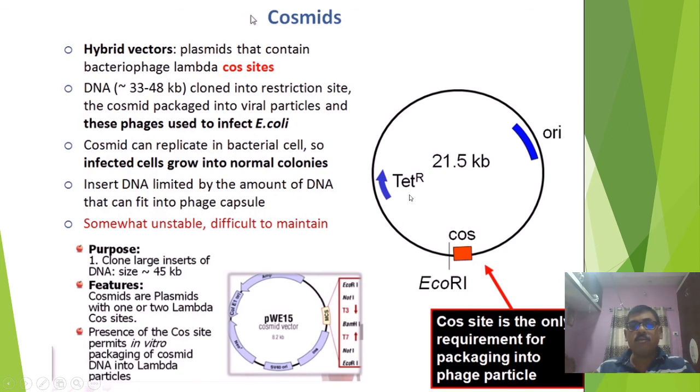So what is the importance of this cosmid? A cosmid is a hybrid vector which comprises the entire plasmid, with the additional cos site, and due to this cos site it can replicate within bacteria as well as viruses. They have the ability to carry larger foreign DNA, up to 33 to 48 kb or up to 50 kb, which can be transported with the help of these cosmids.